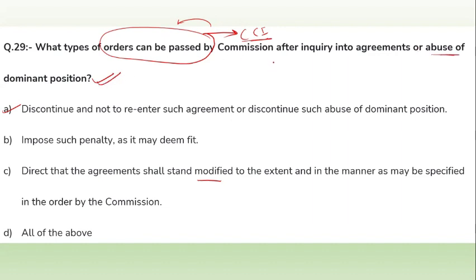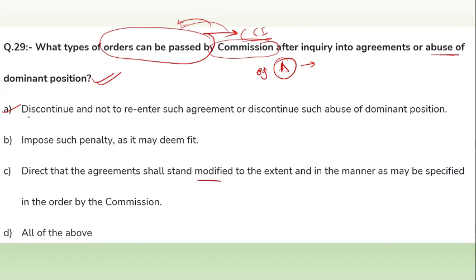Suppose, for example, A is a party who is using his dominant position in the market. This is not a good thing. The CCI has the authority to regulate and control such things. So when the CCI passes an order, what are the things the CCI can do in that case?